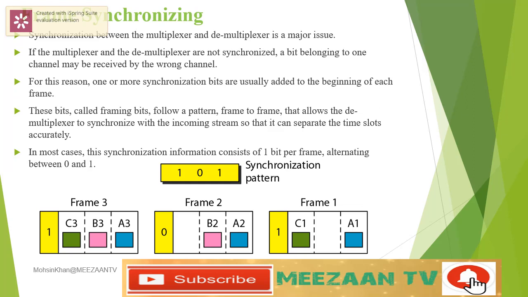Synchronization between the multiplexer and demultiplexer is a major issue. If the multiplexer and the demultiplexer are not synchronized, a bit belonging to one channel may be received by the wrong channel. For this reason, one or more synchronization bits are usually added to the beginning of each frame. These bits, called framing bits, follow a pattern, frame to frame, that allows the demultiplexer to synchronize with the incoming stream, so that it can separate the time slots accurately. In most cases, this synchronization information consists of 1 bit per frame, alternating between 0 and 1.